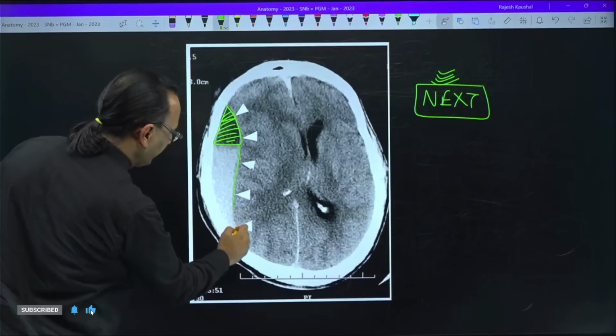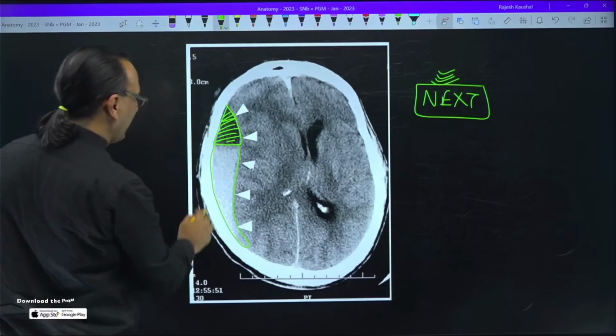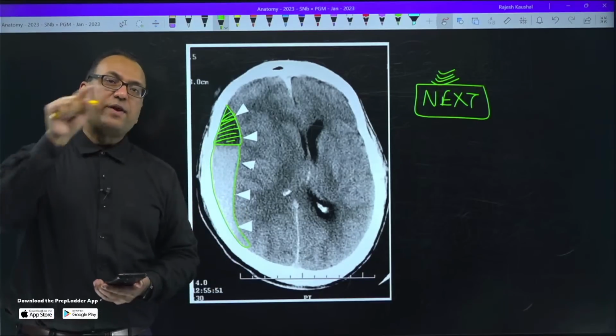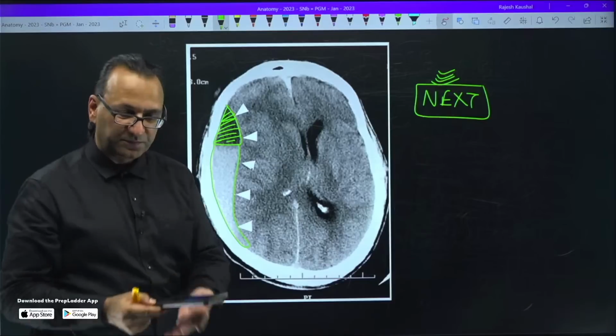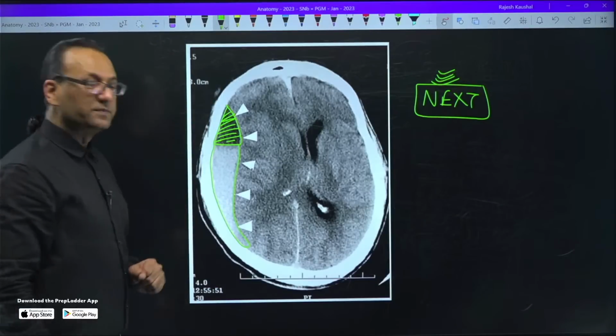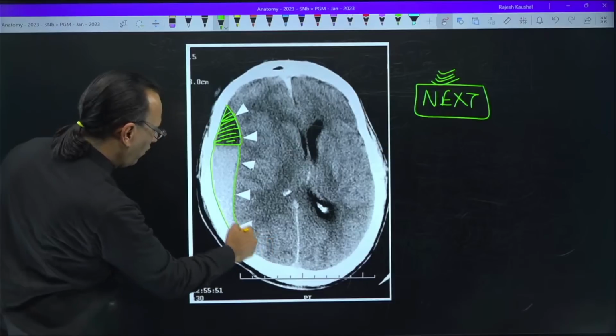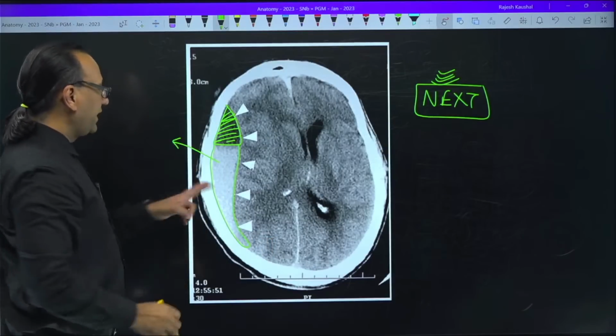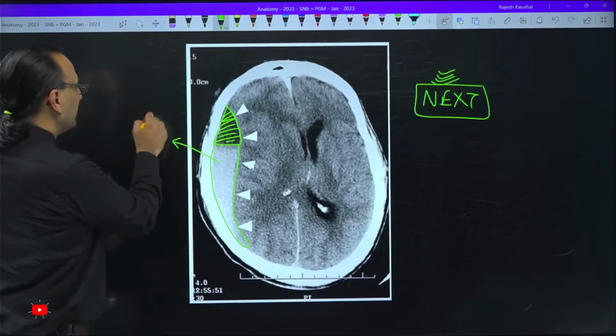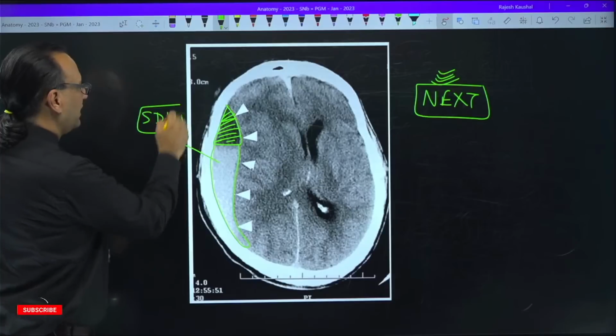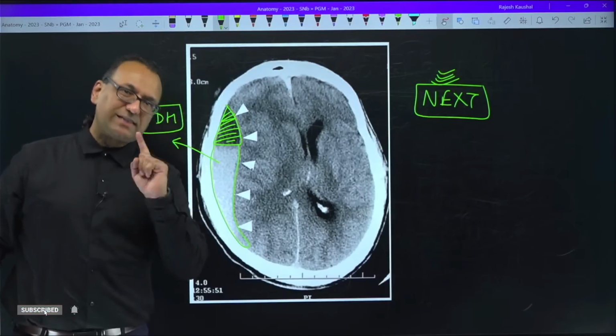And this is some lighter color here. And this is a lunate shape hematoma. First of all, it is concavo-convex, so immediately you will say subdural hematoma. Subdural hematoma. And take it from me, it is also a medicine question.